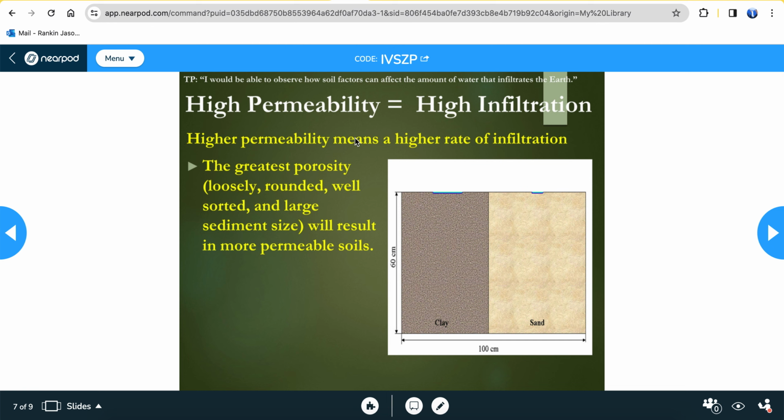All right, moving on. Higher permeability means a higher rate of infiltration. The greatest porosity, loosely packed, rounded, well sorted, and large sediment size will result in more permeable soils. Not percent porosity, but more permeable soils. Loosely packed, one on top of the other, not closely packed. Rounded sediments, not angular. Well sorted, basically almost the same exact size. And your largest sediments will have the greatest and biggest pore spaces.